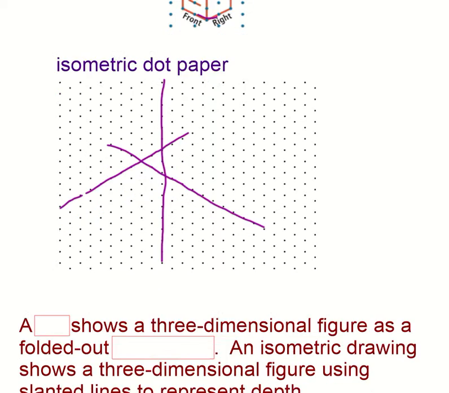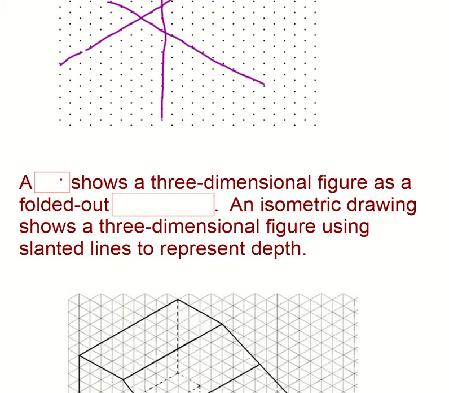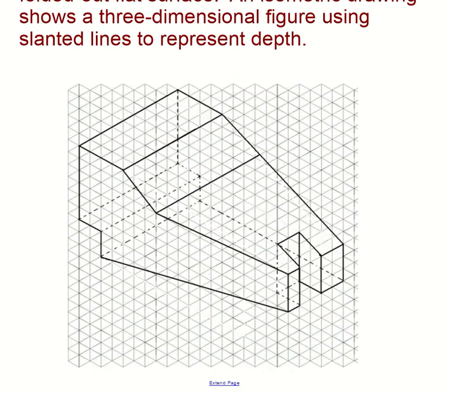And so really what we need to keep in mind is a net shows a three-dimensional figure as a folded out flat surface. An isometric drawing shows a three-dimensional figure using slanted lines to represent depth. And so if we look at this, here we have a fun shape. You can see, okay, there's all these like vertical lines here. If it's dashed, it means it's kind of a line that's behind. We can't actually see that when we're looking at the front of the shape, but we know that it's there. But then all of these slanted lines that we see, like this one, that's giving us that depth and helping us see, oh, it's not just a two-dimensional figure, it is a three-dimensional figure.